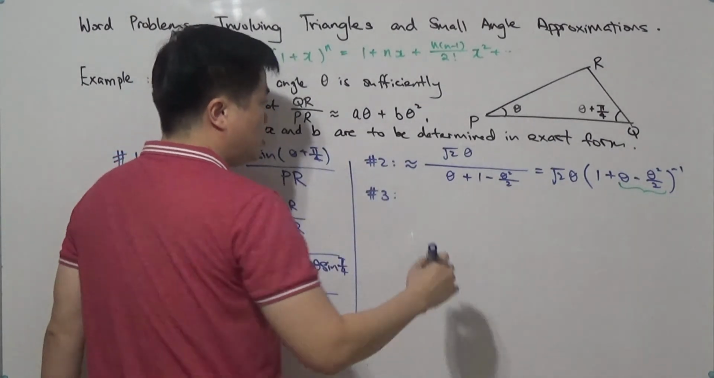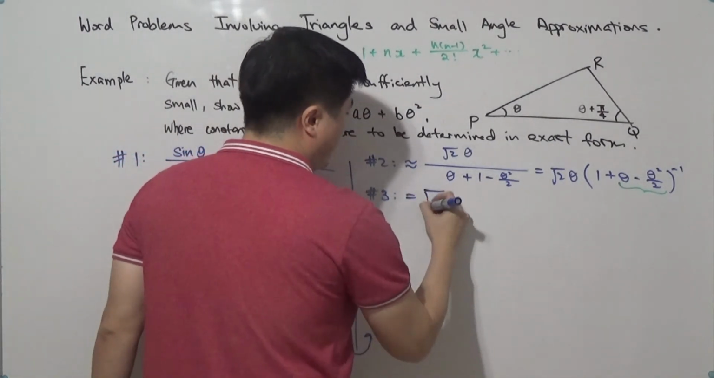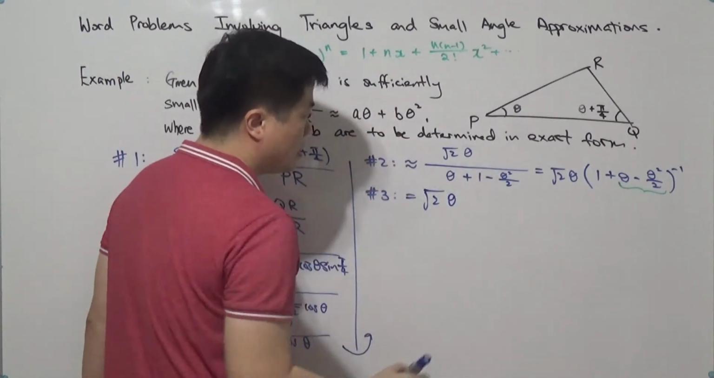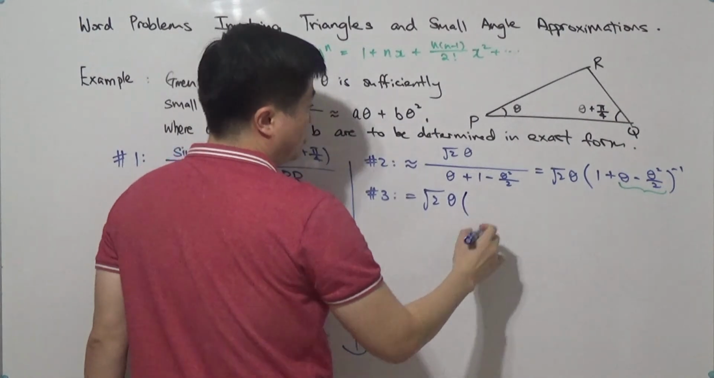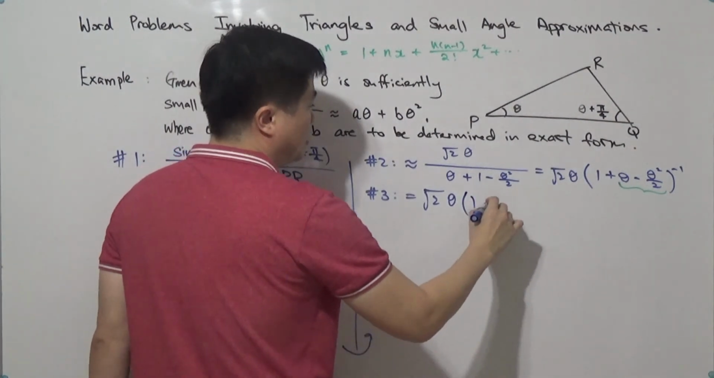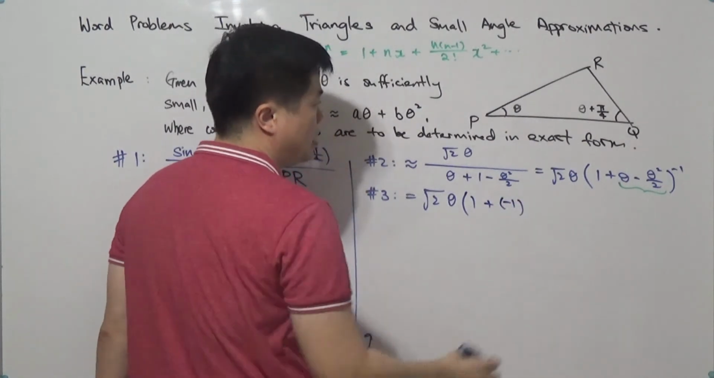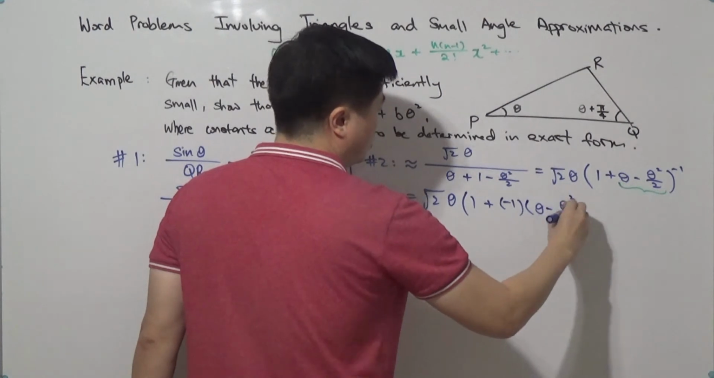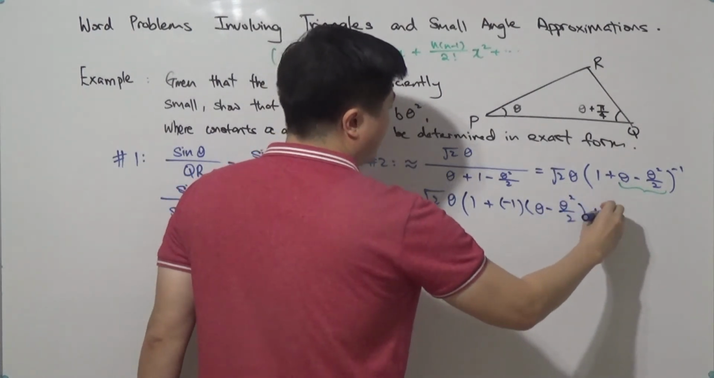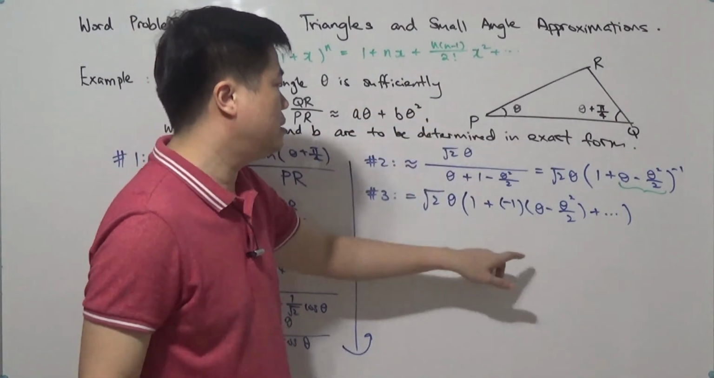So let's go ahead and continue with this. We have square root 2 theta, and then after that, we're going to expand this using the formula over here. That's step 3. So 1 plus, now we've got an n, which is minus 1, so it's minus 1 over here. And then we've got an x, which is theta minus theta squared over 2. And then we can do a plus dot dot dot over here, because we don't need the rest, we just need the theta squared.